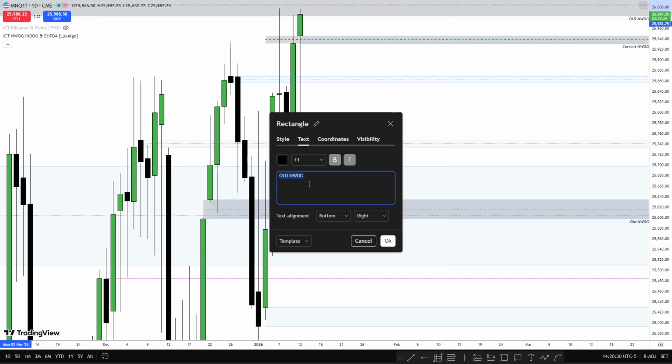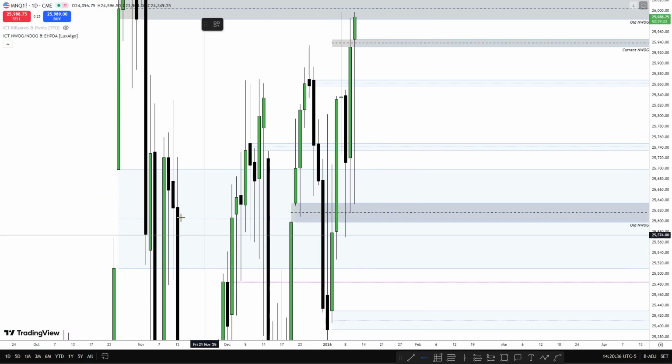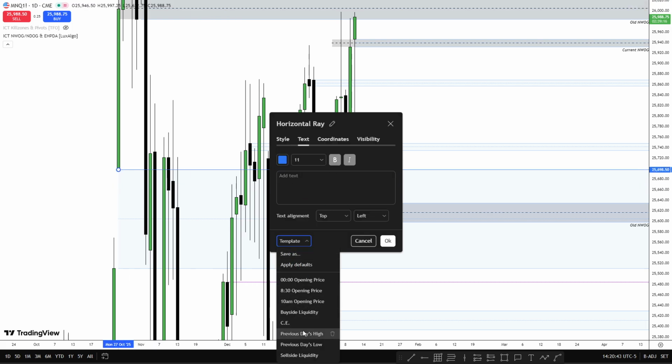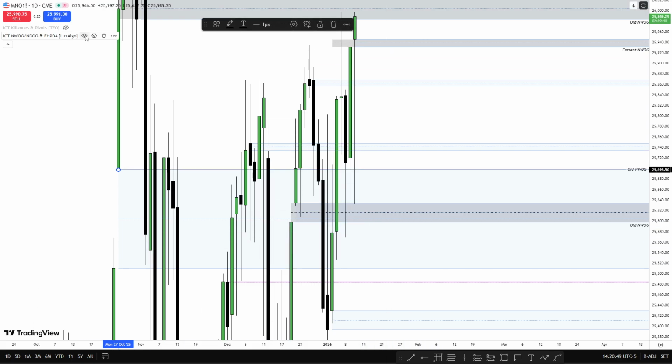Let me type "old new week opening gap," and you can mark out this huge one, but I'm going to mark it like this, and I will only mark the top of it. So, old new week opening gap. Yeah, so that's it here.